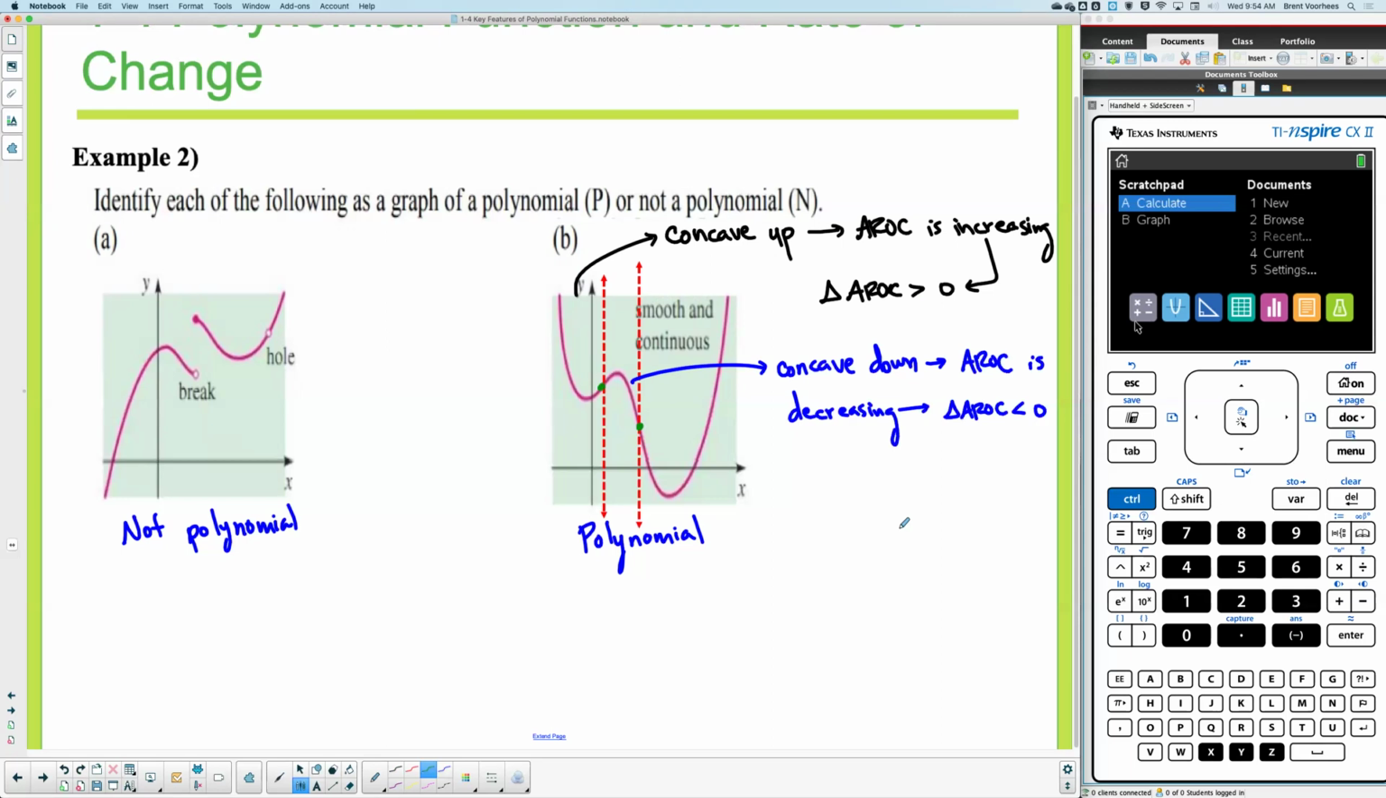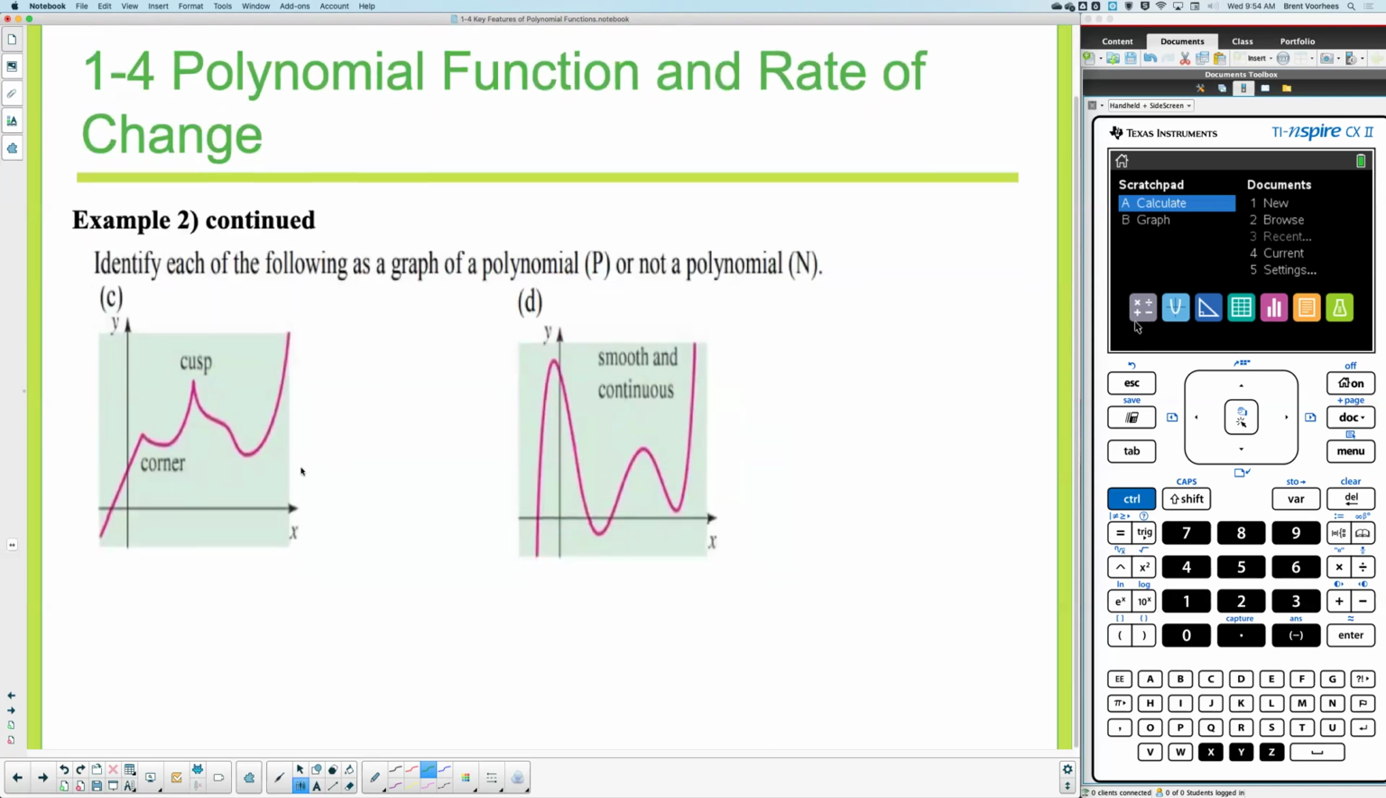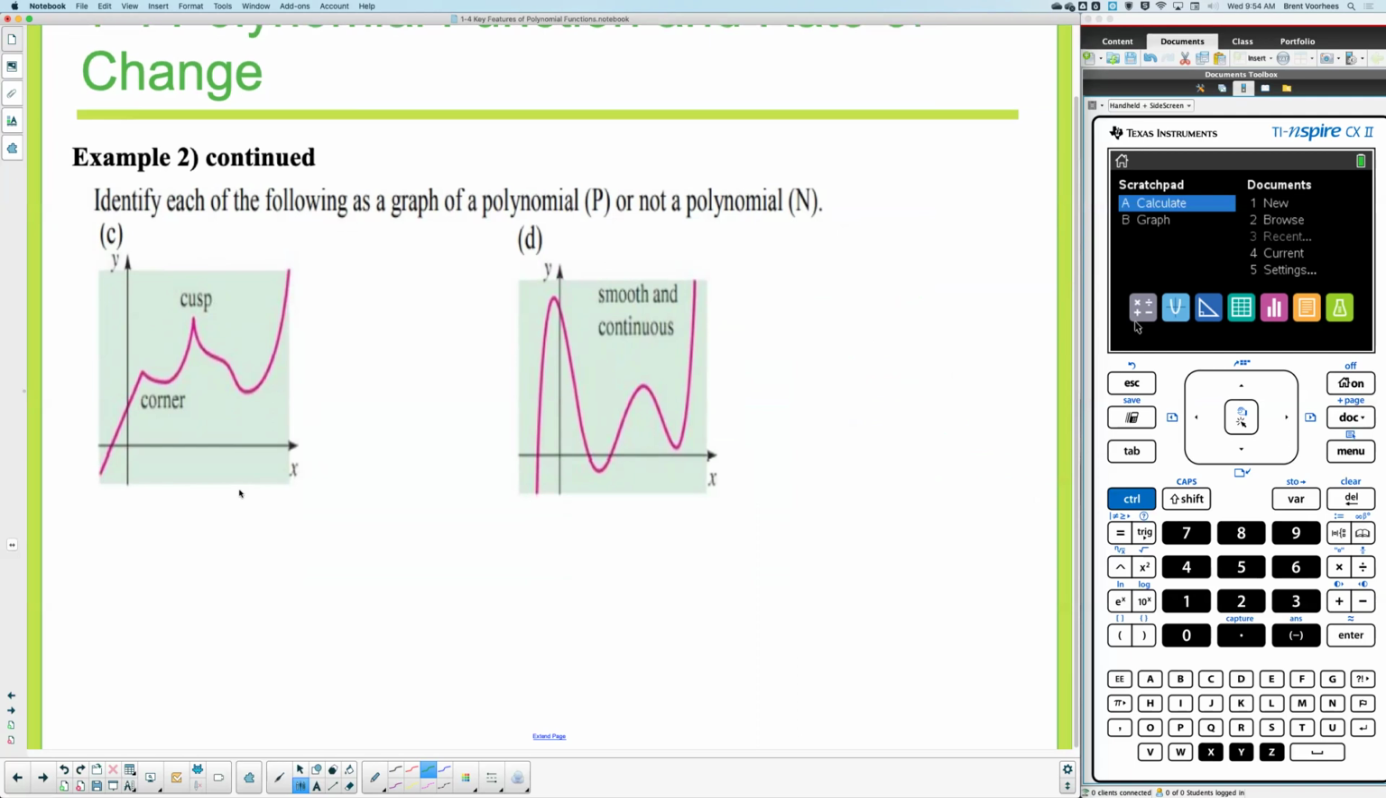Okay, let's take a look. I'll let you flip your page here. Let's take a look at the next example. I think I got 2 more of these. Part C, what do you think? Polynomial, not polynomial? This is not polynomial. Polynomial will never have sharp points. Mathematically they call these a corner or a cusp. They will not have that. Polynomial will be smooth. It can change directions, but it'll do so in a smooth manner, not as a point. Not polynomial since the graph contains points. If you see pointy edges in the graph like this, that would not be polynomial.